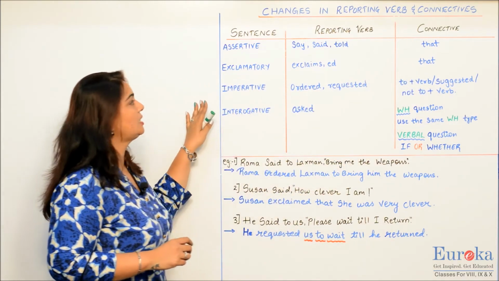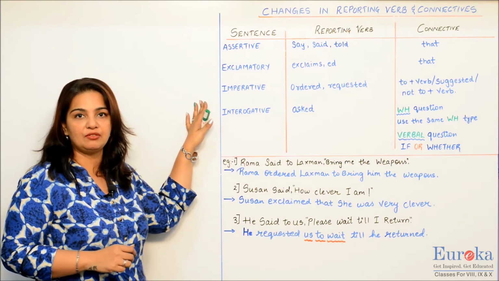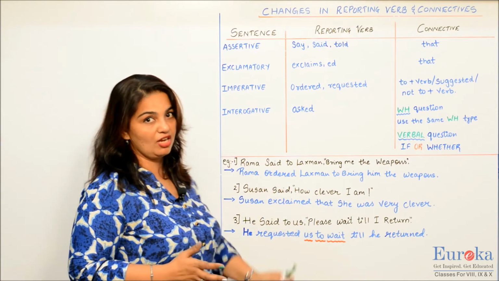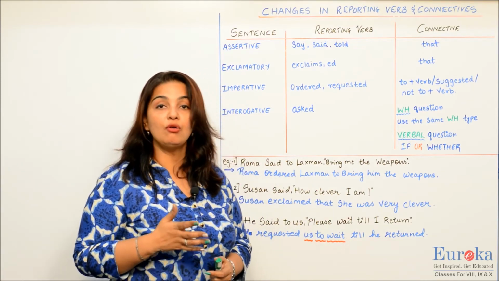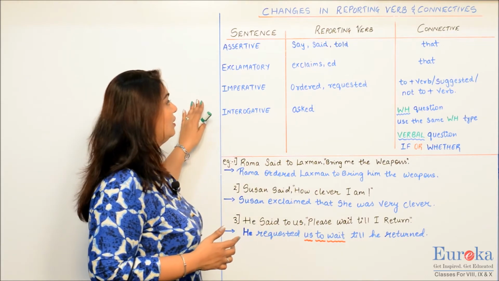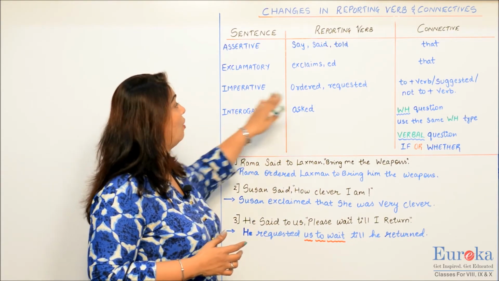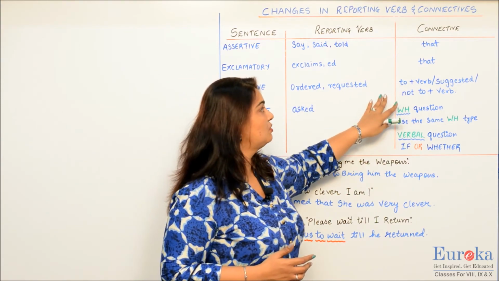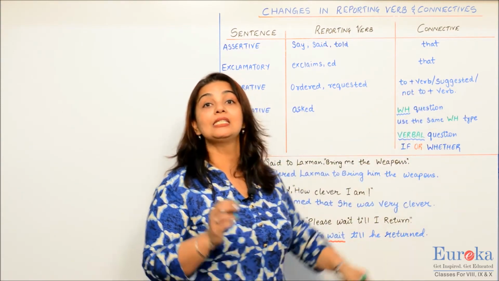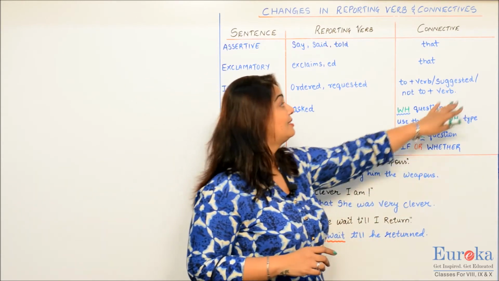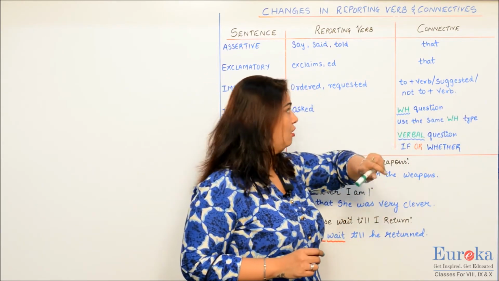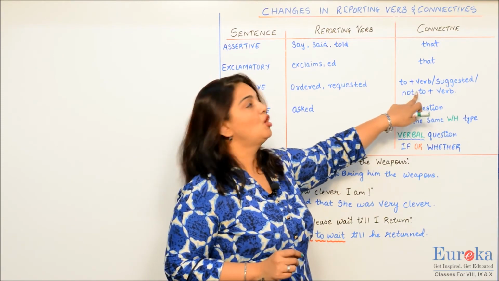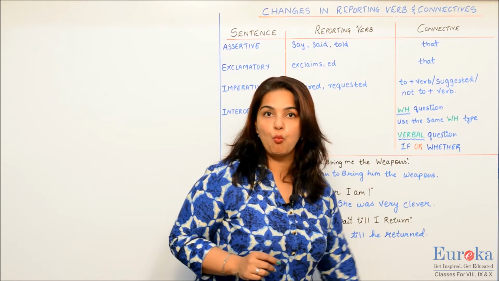Let's look at the third sentence, which is known as an imperative sentence. An imperative sentence means order, command, suggestion, request, or obligation. So over here, what we use are the words ordered or requested. So the connectives will be to plus verb, that is the infinitive, or suggested, or not to, that is the negative infinitive. Not to plus the verb.